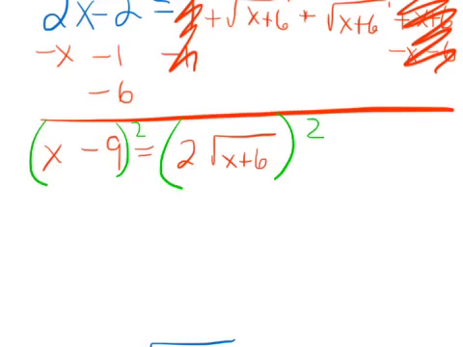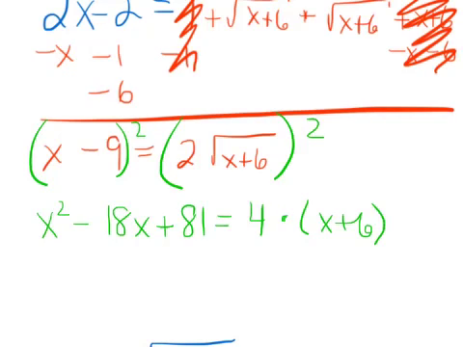Johnny, what do you got? x minus 9, quantity squared. x squared minus 9, 18, plus what? 81. Good. And on the other side, you want to help me too? 2 squared just gives me 4. And then the root of x plus 6 squared is, yeah, that's it, it just cancels, okay? So make sure you just show that the square root of x plus 6 squared cancels. We got to square that too.